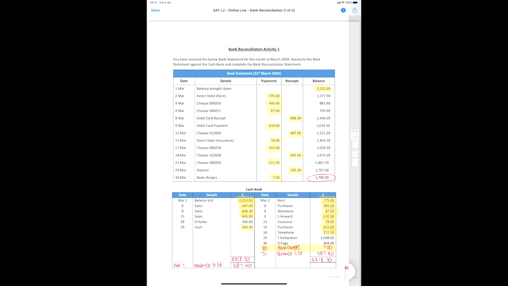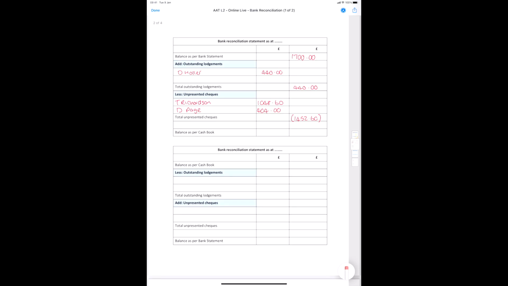Okay, knowing that the outstanding lodgements are in the cash book and the cash book is a receipt, that will increase the balance on the bank statement. Any payments, our unpresented checks, will reduce the balance in the bank statement. Okay, that's why we add our outstanding lodgements and we deduct our unpresented checks.